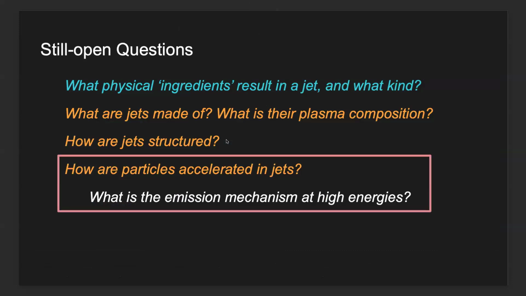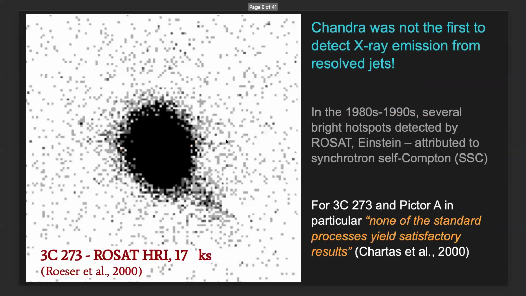So I cannot focus on all the work we've done with Chandra over the last 2 decades, so I'll mostly focus a little bit on the main question a lot of us have been working on, which is what is the origin of these X-rays? Because they were not expected at the level that Chandra saw them. Should say that there's a caveat. Chandra was not the first to detect X-ray emission.